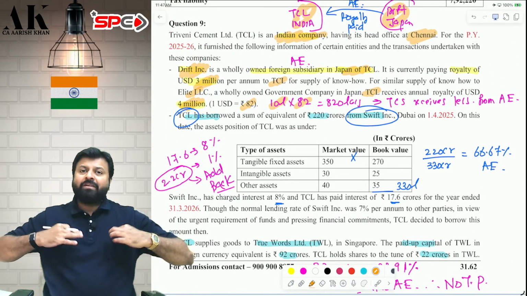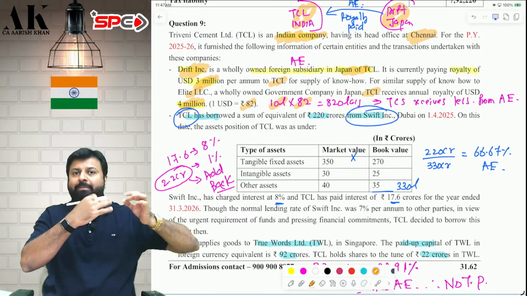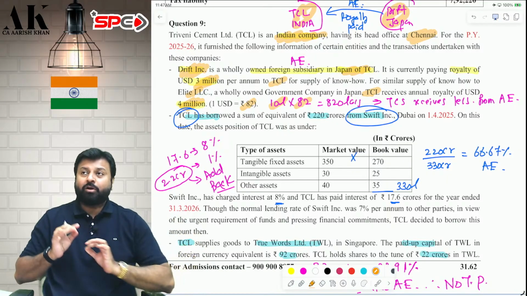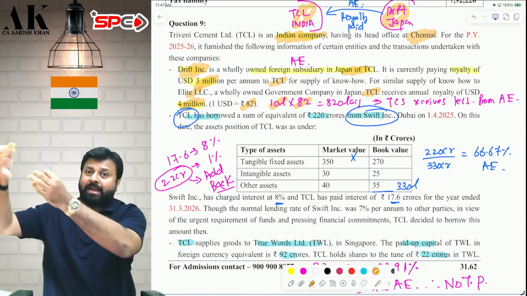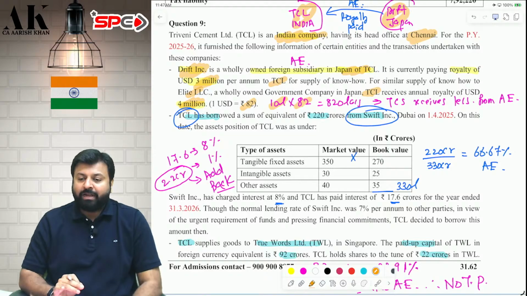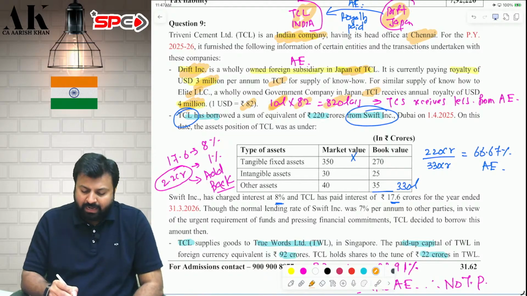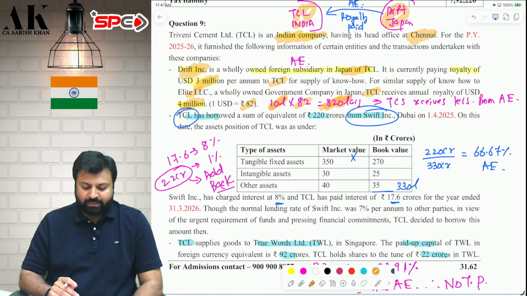Again, I am saying, I am Triveni, I am in India. When I am giving services to my associate enterprise Drift, I am taking $3 million. When I am giving services to third party, I am taking $4 million. Therefore, I am taking $1 million less from associate enterprise. That I have to add back into 82. Therefore, I have to add 820 lakhs over here.